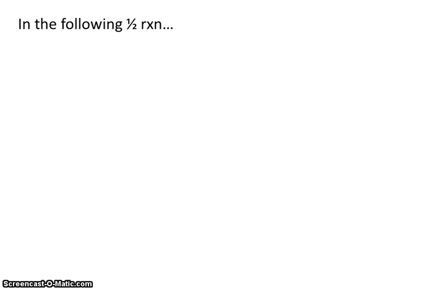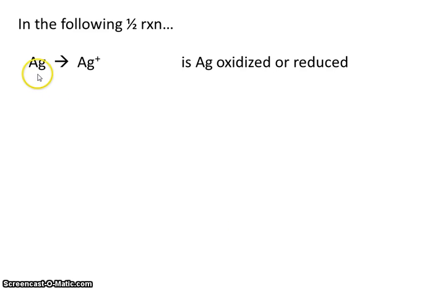All right, let's look at some half reactions. This is just half of a reaction. So here is silver being oxidized or reduced. Remember your definition. Leo the lion says grr. So if something loses electrons, it gets oxidized. If it gains electrons, it gets reduced. So here we have silver going to silver plus. The way that this silver got a positive charge was by getting rid of its electron. And that's what oxidation is, losing electrons.